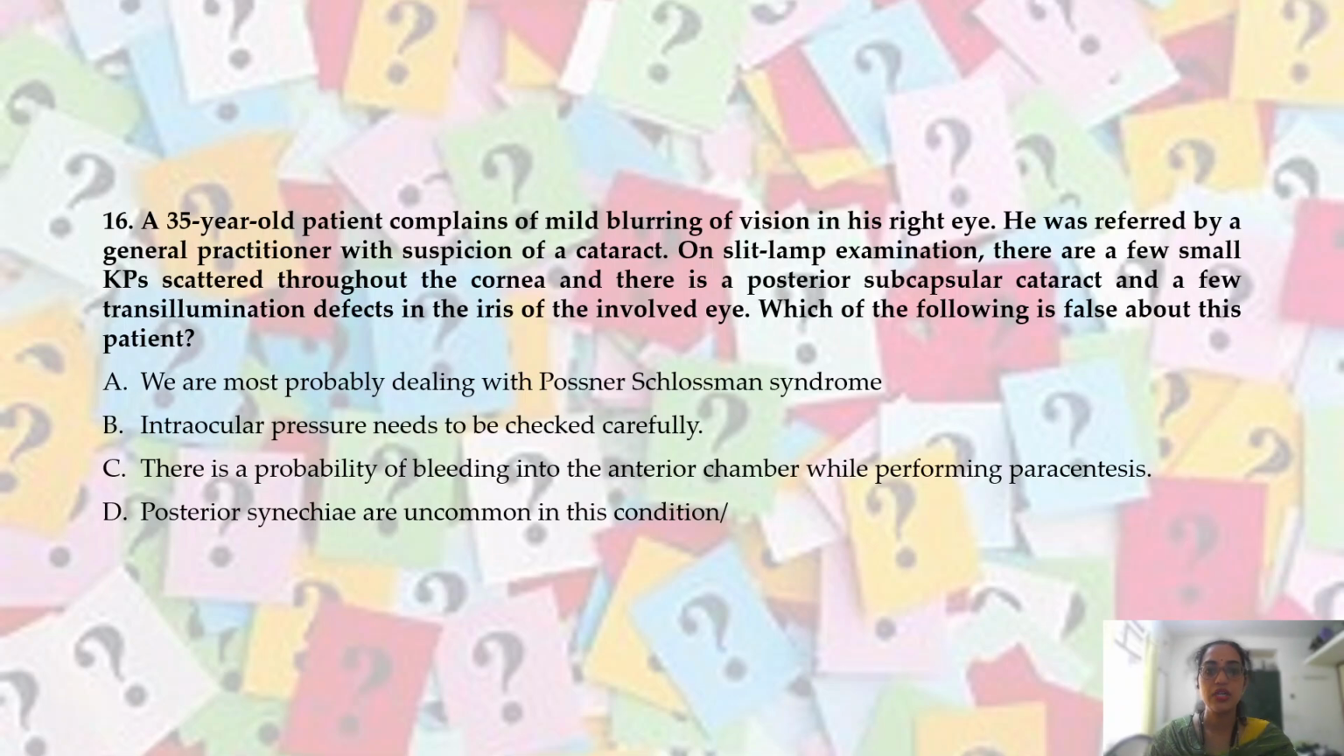A 35-year-old patient comes with mild blurring of vision in the right eye. He was referred by a general practitioner with a suspicion of cataract. On slit lamp examination, there are small KPs throughout the cornea and there is a posterior subcapsular cataract with trans-illumination defects in the iris of the involved eye. So there is some amount of heterochromia and few KPs, no cells, and a subcapsular cataract. So what are we looking at? We are again looking at Fuchs uveitis syndrome.